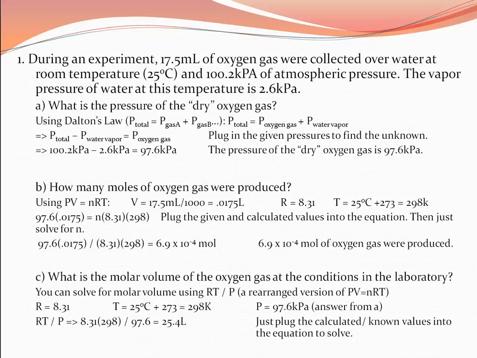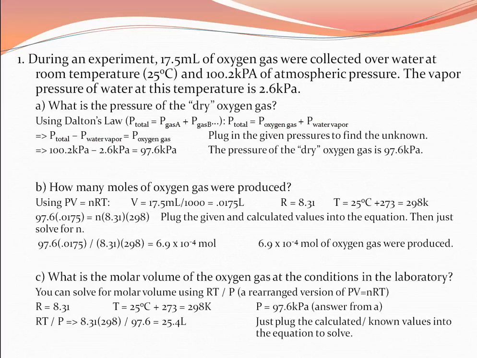Using a table of water vapor pressure correlating to temperature in the other slideshow of partial pressure, you can see that 2.6 kilopascals corresponds to 25 degrees Celsius. So you can subtract 2.6 from 100.2 and you get 97.6 kilopascals, which is the pressure of the dry oxygen gas. How many moles of oxygen gas were produced?